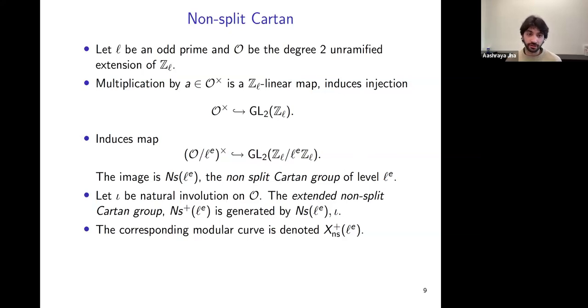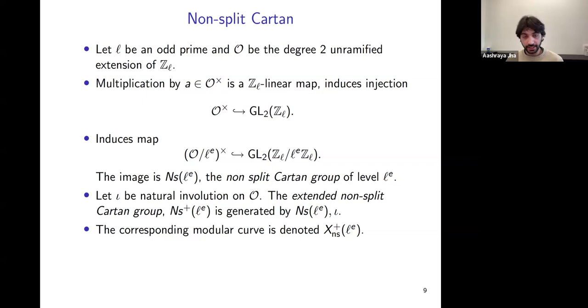Okay, so let's discuss non-split Cartan. Here I'm giving you a very group theoretic definition. I'll let O be the unique unramified extension of Z_ℓ, and I'll choose a unit, a, and multiply by it. Then I get this Z_ℓ-linear map, which induces an injection of O cross into GL2(Z_ℓ). This induces a further map on the quotients, and the image is called non-split Cartan.